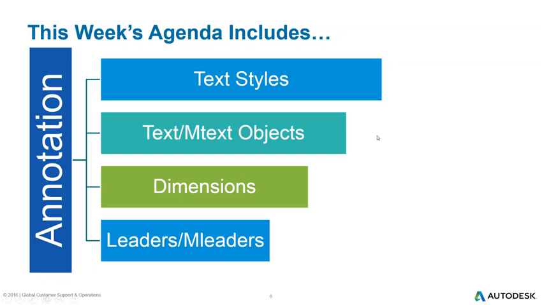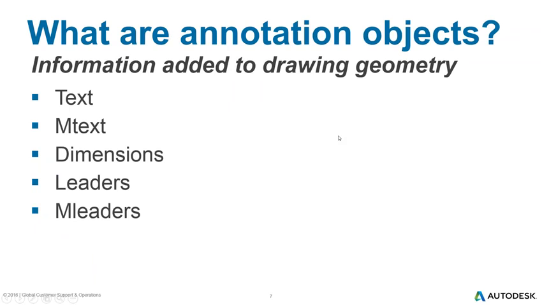Now, what are annotation objects? I mean, what does it mean inherently? It just means that it's information added to the drawing geometry. So without it, we just have a bunch of lines and circles and arcs and polylines and whatnot. Sure, we could recognize the shape of a house or whatever we happen to be drawing, but without adding text and dimensions and leaders and MLeaders and notes here and there, we'd be lacking some additional information that can be thrown in, and it's invaluable. So it's important to know how to use these tools.